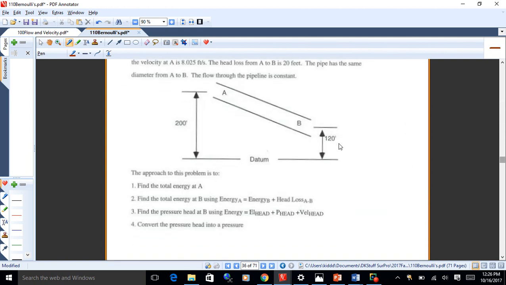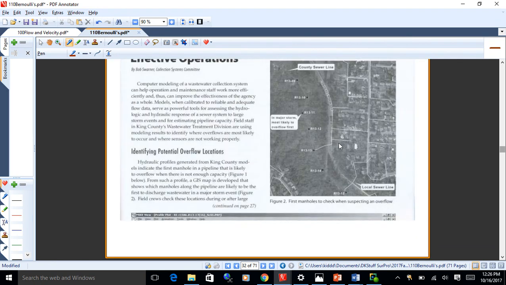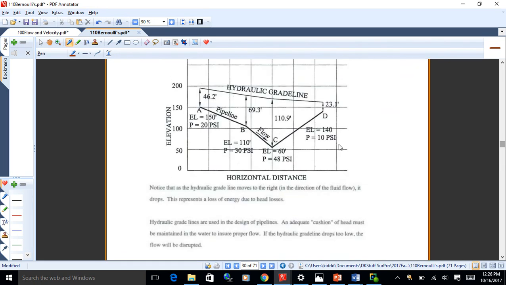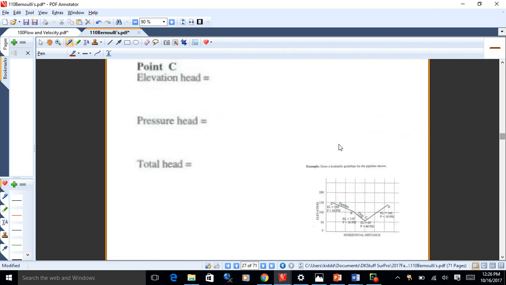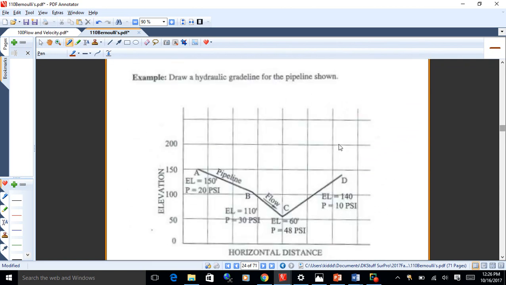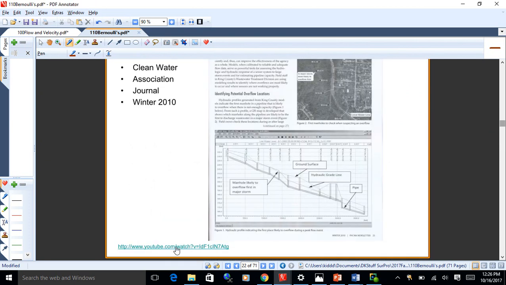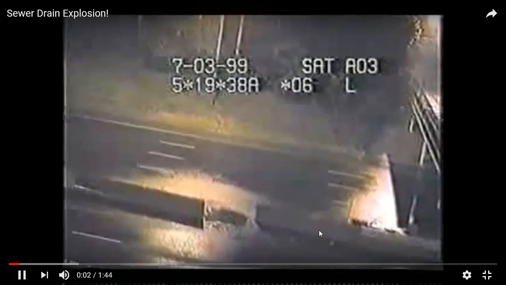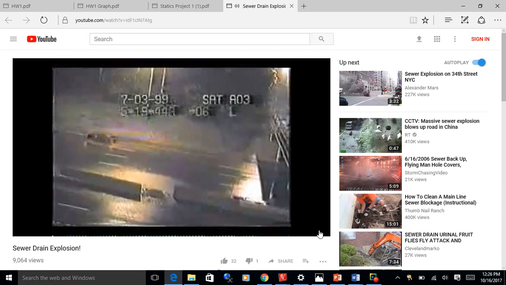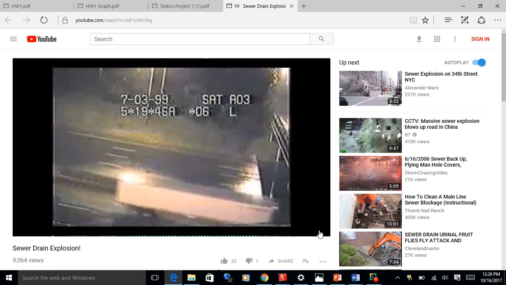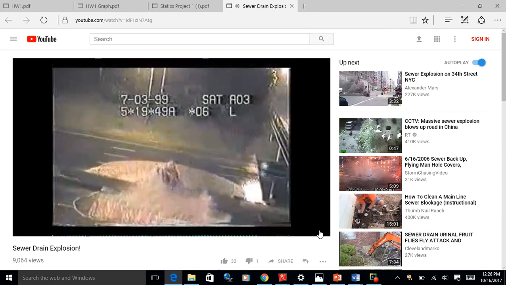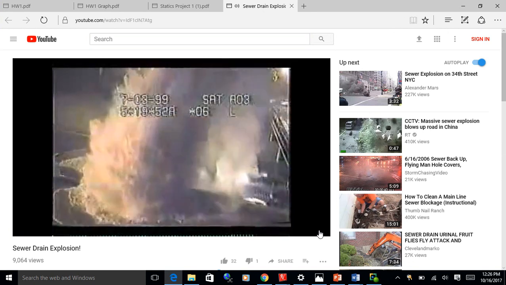Let's see if I can find what I'm looking for here. Okay, here's a movie taken at night of a heavy rainstorm. You can see all that water coming down. See how that water's starting to pop out of that manhole there? That's what can happen if you've got too much rain going through those systems.